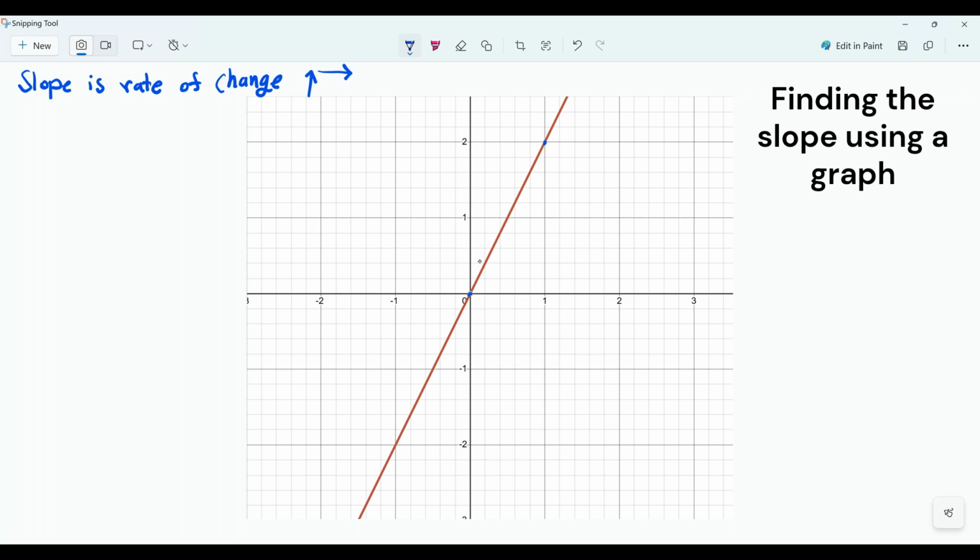So from this point, I'm going to measure how many steps I'm going up and how many steps I'm going over. So I'm going up 1, 2, okay, so I'm going up 2 steps. And then I'm going over 1 step. So that means my slope is 2 over 1, which is the same thing as 2.